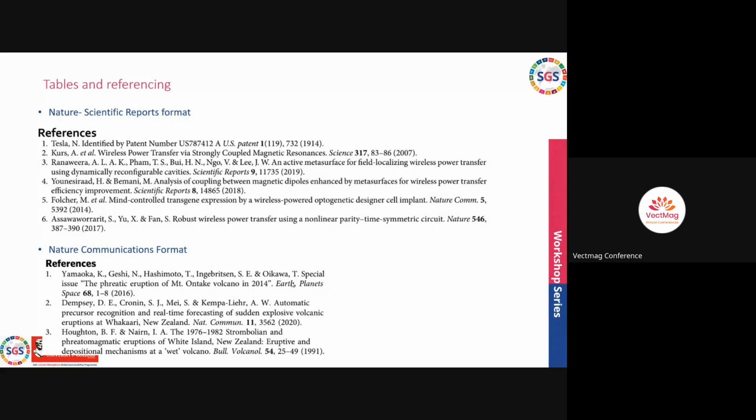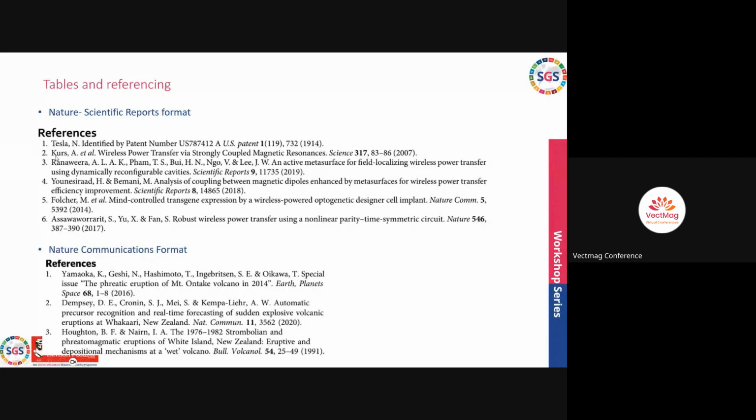Now, Nature or Scientific Reports will follow this format for the case of a patent. They will take the family name first, the author's first name last, and they will specify it, identified by the patent number, US whatever, and the US patent 1119732, 1914. So this patent was published in 1914.